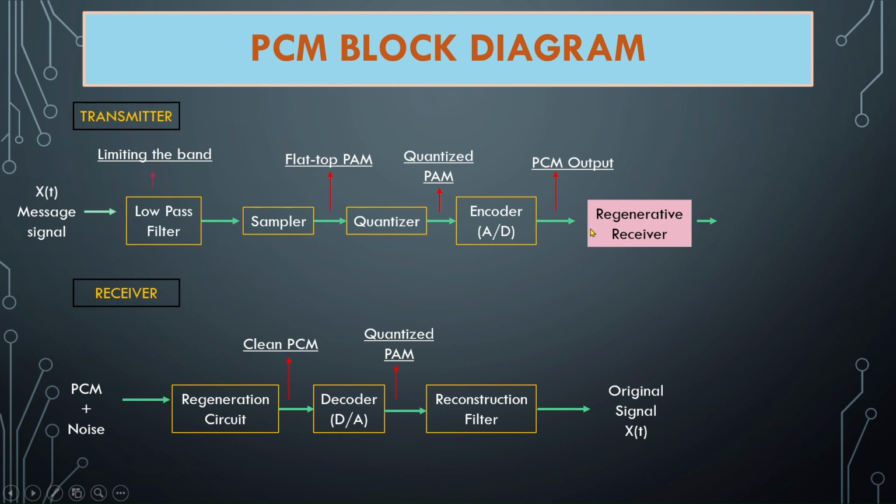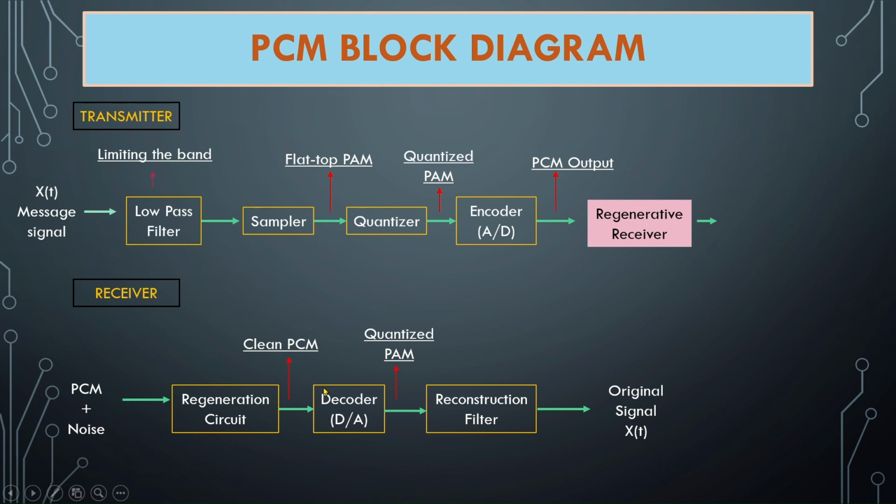Now before reaching the receiver side, this digital signal is passed through many regenerative receivers or repeaters, which are present in between the transmitter and the receiver. These repeaters regenerate the signal, which is not possible in analog signal, and reduce the noise further. Through the channel, the signal reaches the receiver side. Here some noise is present with the PCM. To remove the noise, the signal is passed through a regeneration circuit, and we get a clean noise-free PCM.